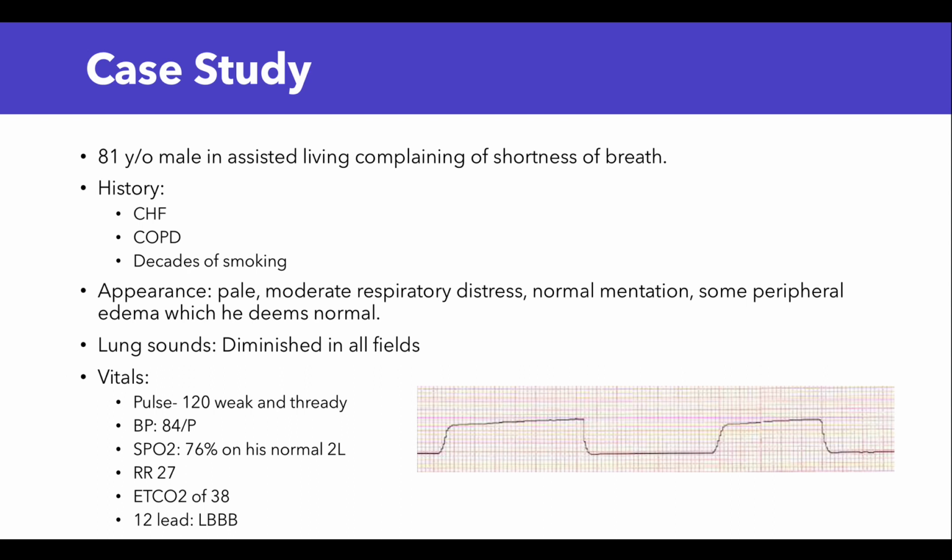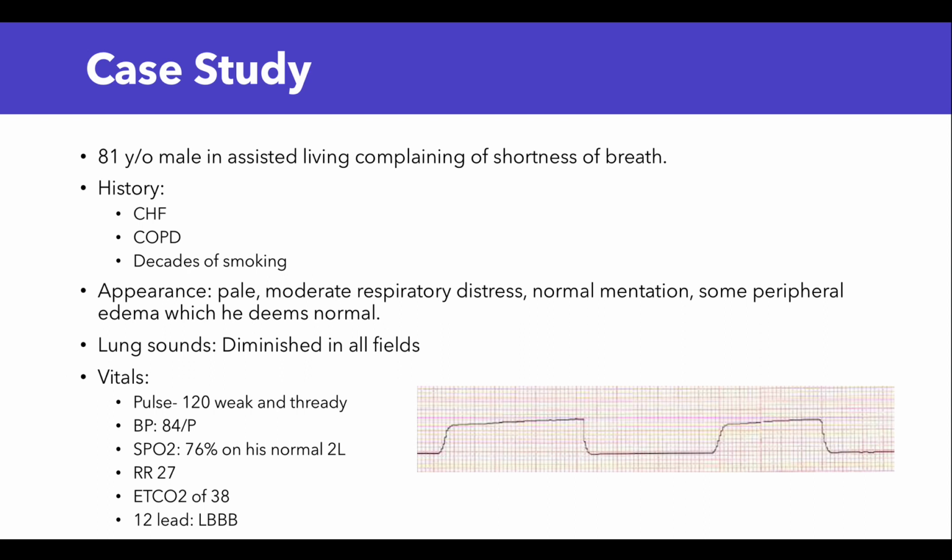All right, let's do a case study. So you have an 81-year-old male in assisted living complaining of shortness of breath. His history includes CHF, COPD, and decades of smoking. His appearance is pale, moderate respiratory distress, normal mentation, and some peripheral edema, which he deems normal.